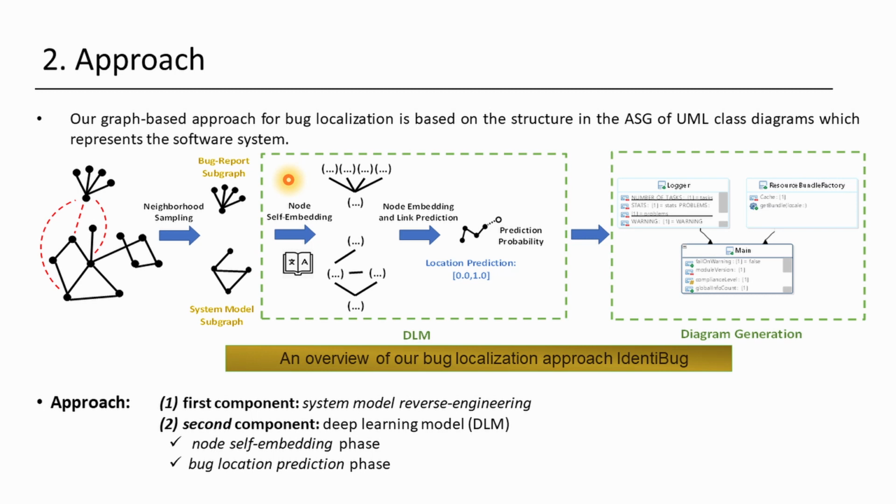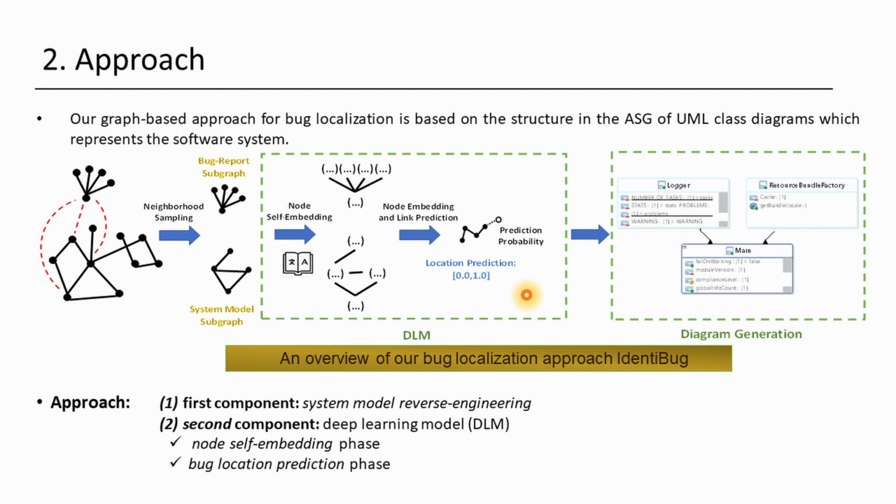Then, for obtaining the structural node embedding, we use the inductive representation algorithm GraphSAGE, which gets the node self-embedding and performs neighborhood sampling. At the end, the node's structural embedding vectors are fed into the link prediction layer for localizing bugs and getting the rank list result. In the ranking result, we have the bug locations with their prediction probabilities.